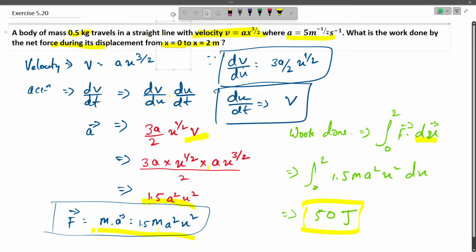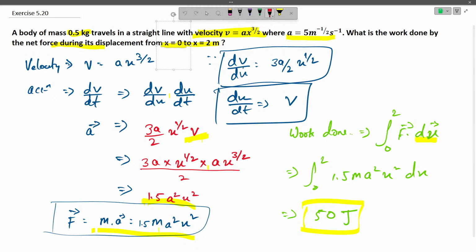A body of mass 0.5 kg travels in a straight line with velocity given by the expression v = a x to the power 3 by 2, where a equals 5 per meter per second square. What is the work done by the net force during its displacement from x equals 0 to x equals 2 meters? We will use the integral formula for work done. We have been given the velocity, and we can easily find the acceleration by finding dv by dt.